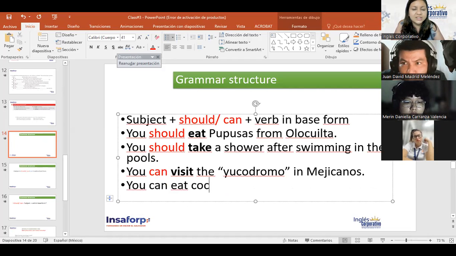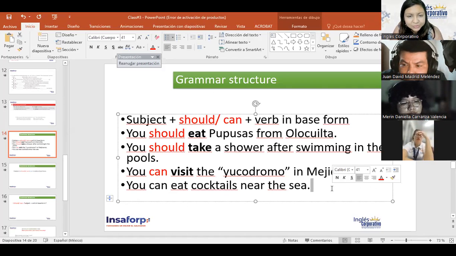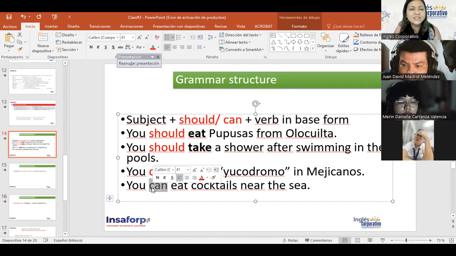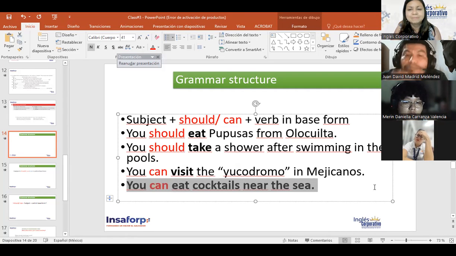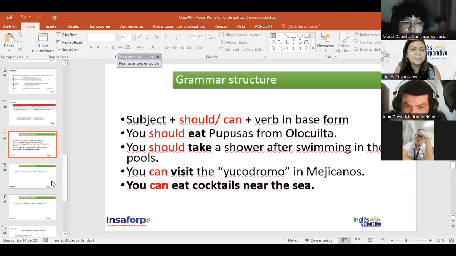You can eat cocktails near the sea. Now with this new place, Surf City, you can go to Surf City to eat cocktails, right? Okay, so as you notice, that is the structure: subject, should or can, and the verb in the base form. That is in the affirmative.